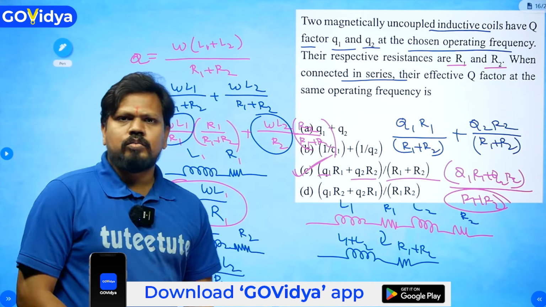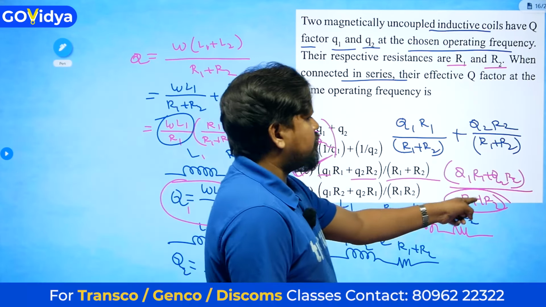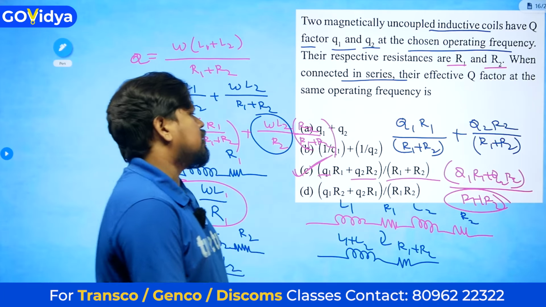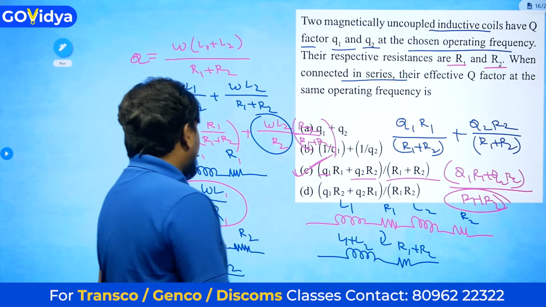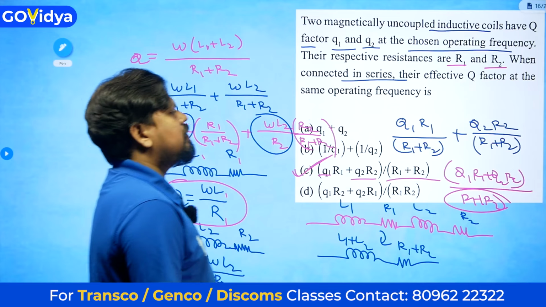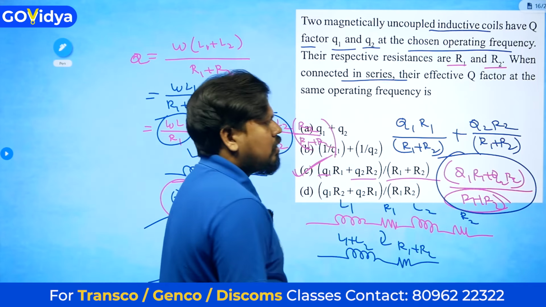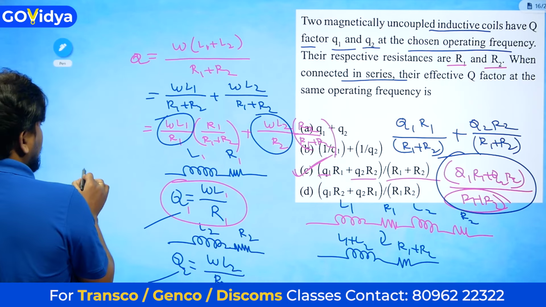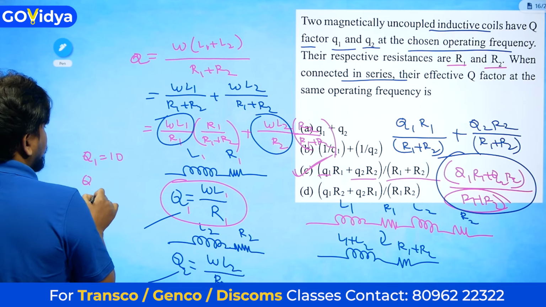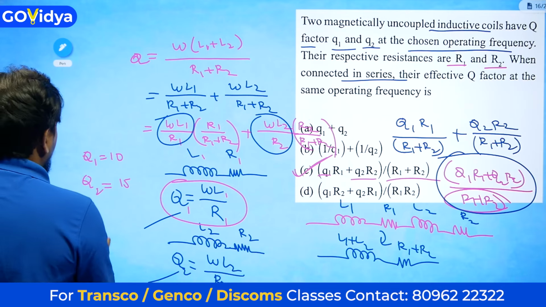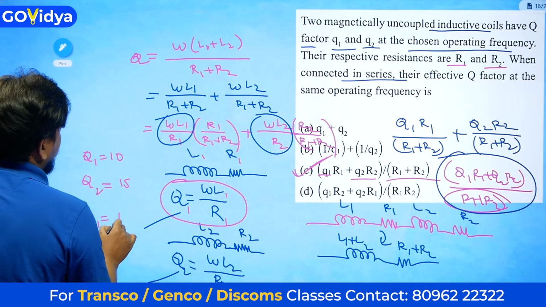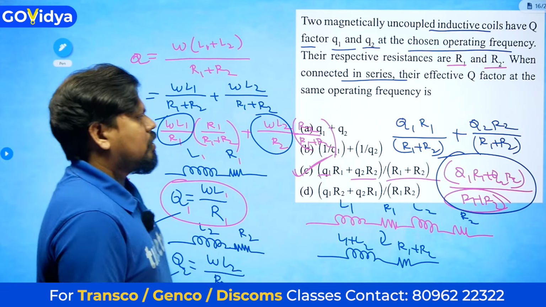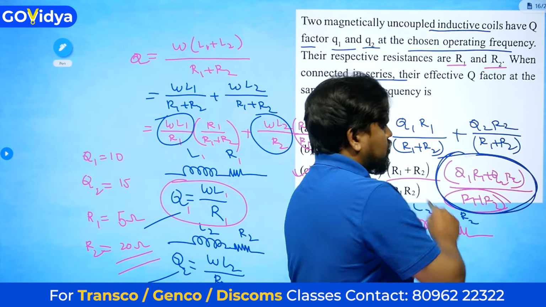This is one of the important models. In the previous question they asked in terms of R1, R2 and Q. But in advanced examinations, they will give values directly: the Q factor of the first coil, the Q factor of the second coil, and then ask for the Q factor of the combined coil. They won't give the inductor value or the frequency. For example, Q1 equals 10, Q2 equals 15, resistance R1 equals 5 ohms, R2 equals 20 ohms, and then calculate the combined Q factor. So we need to remember this formula also. These are important models.